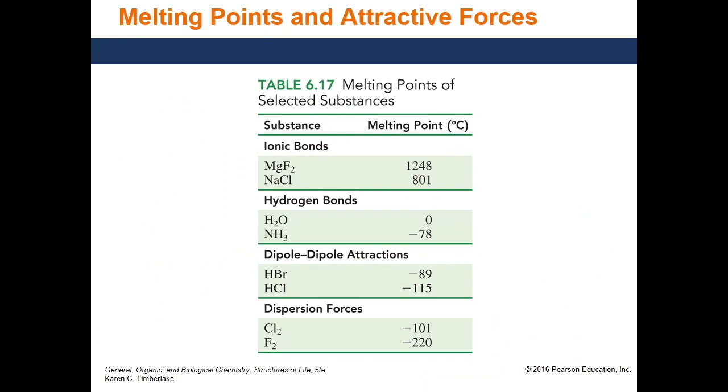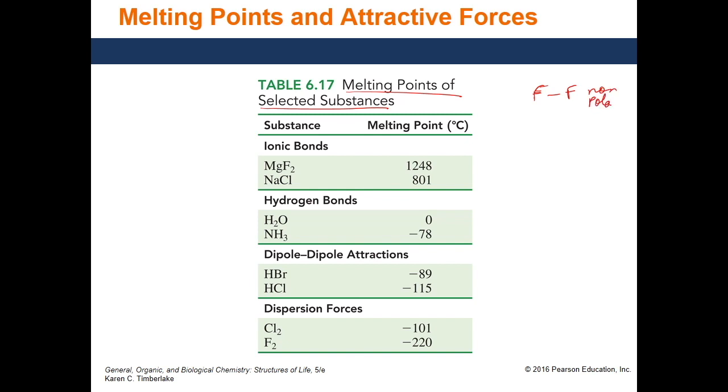So here you can see some examples of melting points of some substances. The first important thing is that when you look at a substance, you should be able to tell what type of force of attraction it would have. For instance, fluorine is F2, which would consist of this bond. So this molecule is non-polar.